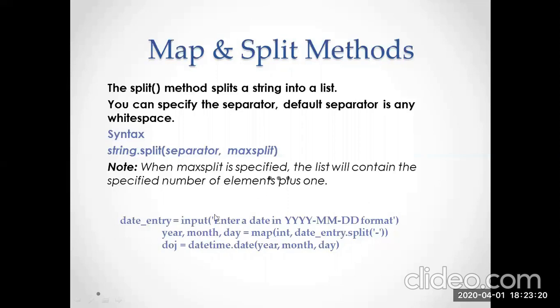So date entry, we are going to ask the user for the date of joining. So it will be split in 3 parts. The first part will be assigned to year, the second part will be assigned to month, and the third part, DD, will be assigned to day. So in this single line, we are splitting the date entry, which is a string taken with the help of the input function from the user, and it has been mapped to these 3 variables. These 3 variables will be passed as parameters to the DateTime module with the help of the date function, which is supported by DateTime, and will be stored in DOJ, that is the date of joining.